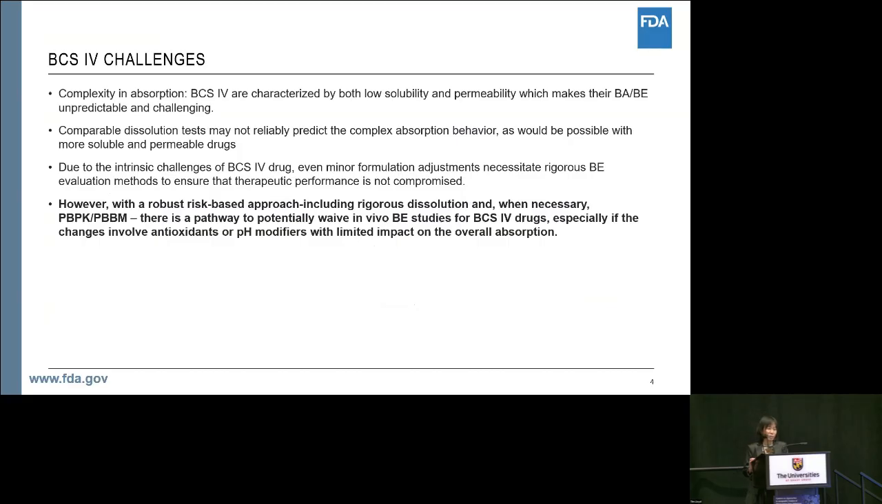So let's look at the specific challenges that BCS class 4 drug substances present. As we know, BCS class 4 is categorized by low solubility and low permeability. Because of the low solubility and low permeability, it is very challenging to predict in vivo performance, and traditional dissolution testing may not be very reliable to predict in vivo correlates. Therefore, more robust, advanced dissolution testing together with PBPK modeling can open a very useful pathway for those BCS class 4 drug products and offer a biowaiver for those products.